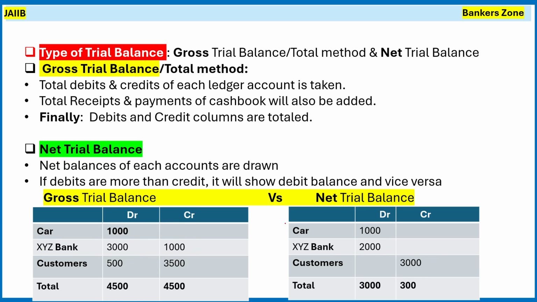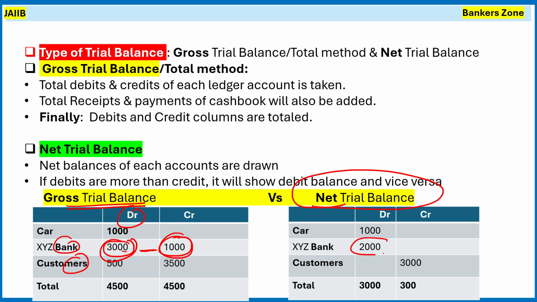So remember, in case of a gross trial balance, we are taking both the debit and credit entries of every account, whatever it may be. In case of netting, we will simply do the netting. Whichever is more, that only we will take. For example, here it is 3000 and 1000. But in case of net, the more is debit. So the difference is simply 3000 minus 1000, only 2000 we will take. So here we are making the netting in case of a net trial balance.